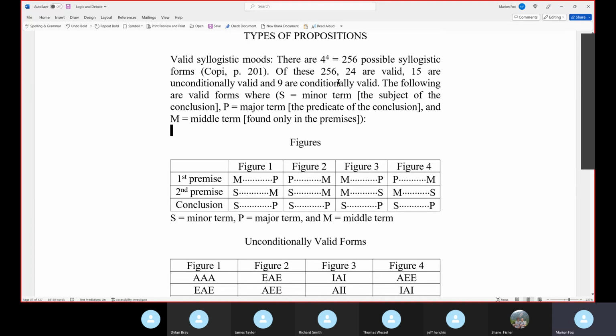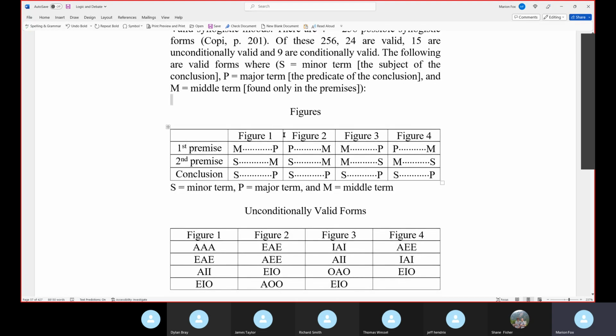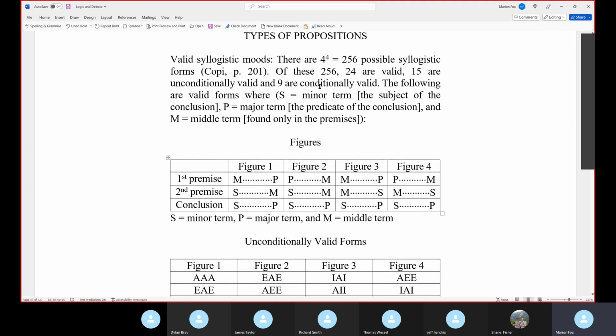Now, out of our propositions, we have four forms. So we have 4 to the 4th power, that's 4 times 4 times 4 times 4, four fours multiplied by each other. And that's 256 possible syllogistic forms, according to Copi. According to mathematics, that's what you'd expect. Out of those 256, 24 are valid. We'll be looking at some, and we'll show why some are not valid.